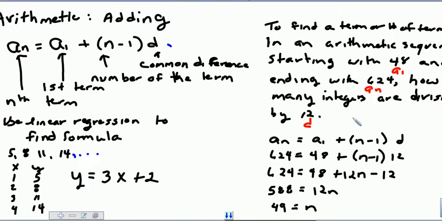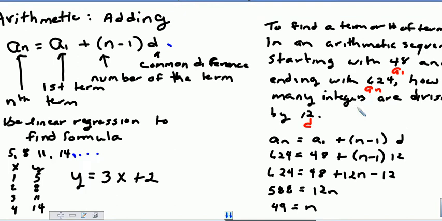how many integers are divisible by 12? Well, the easiest way to do this is to use this formula, because if I'm looking for all the numbers that are divisible by 12, I'm essentially counting by 12 starting with 48. So this 48 is a sub 1, the first term. 624 is a sub n, whatever the last term is, the number of terms in the sequence. And divisible by 12, which means I'm counting up by 12.